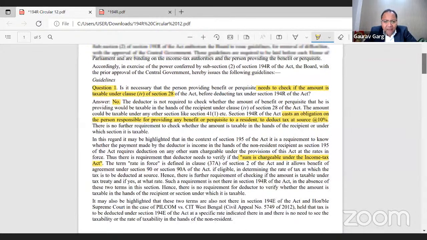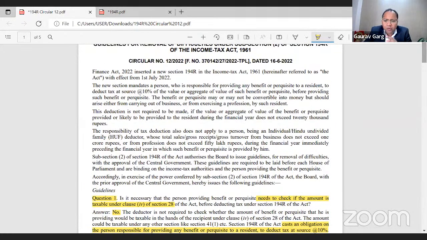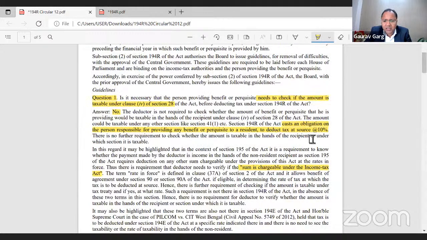And I can find this language somewhere slightly above, not in the question, but when they were discussing the basic provision, they did talk about this line, which is here: that it should arise either from carrying out of business or exercise of profession by such resident. So, the friend who asked the question, that if we are getting a promotional call for a free stay in some resort, then if you read only question number 1, one gets a feeling that because it is a benefit and the provider need not check whether it is taxable or not, do I need to deduct TDS at the rate of 10%? Probably the answer would be yes.